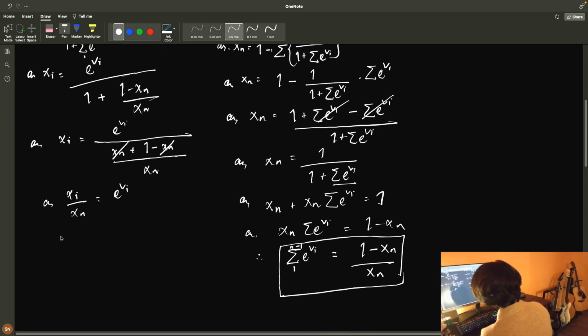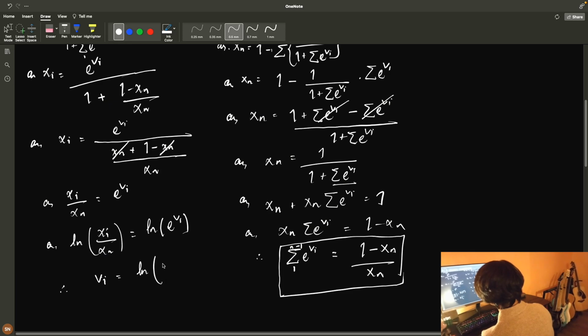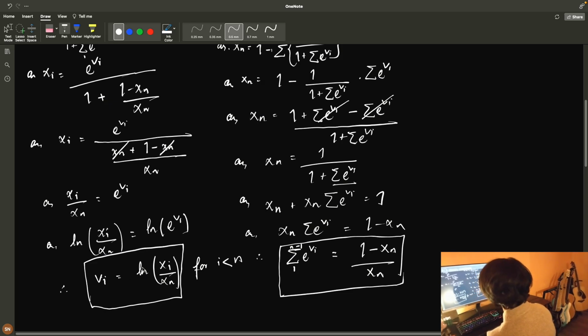Now, if we take the logarithm on both sides, ln of xi over xn equals the natural log of e raised to the power of vi. Therefore, we end with vi equals the natural log of xi over xn, and this is valid for i less than n. So in this way, we can calculate vi from xi and xi from vi.